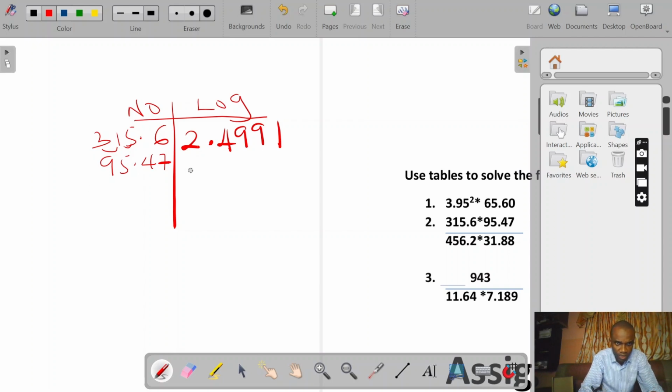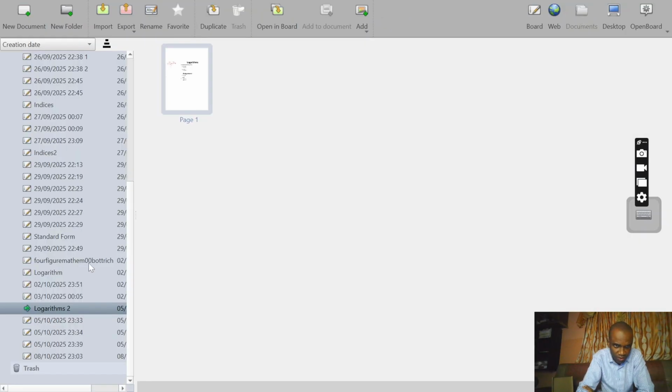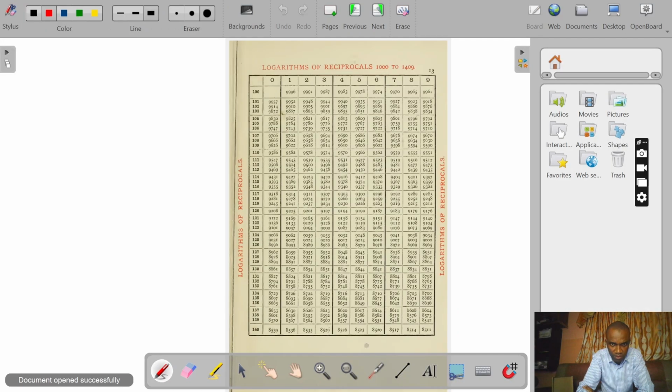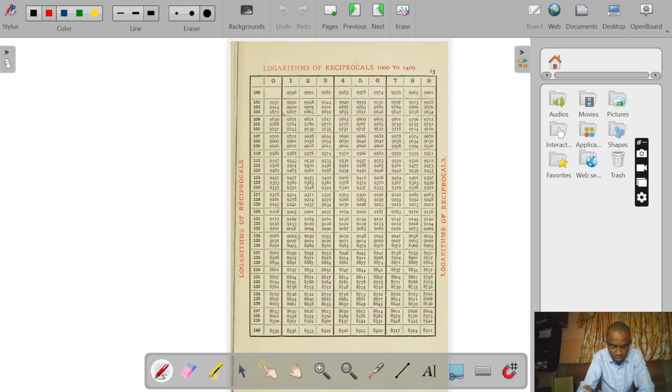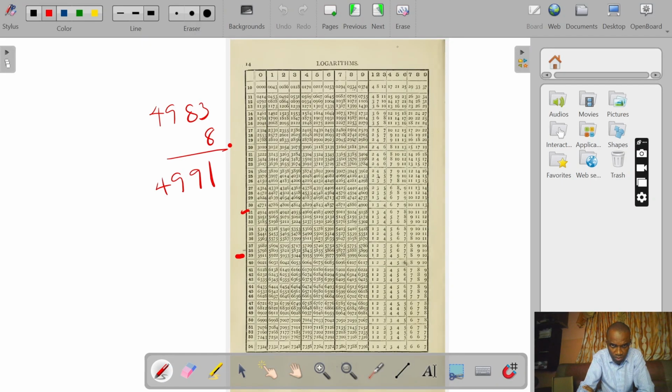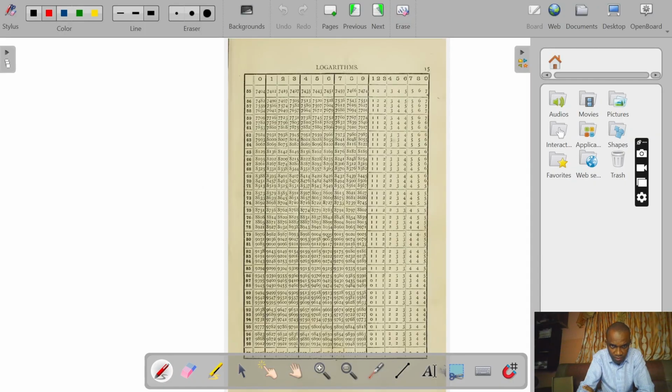So 2 digits before the decimal point, that will give me 1 point. So I'll go look for 95 under 4 difference 7. This is 95 here. 95 under 4. That's 9795. Then the difference, you add it to it.